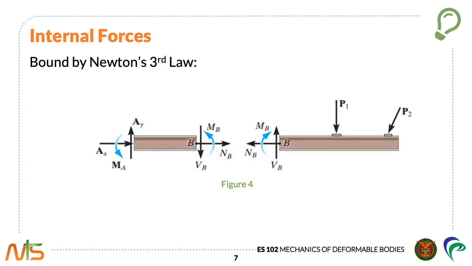According to Newton's third law, the internal forces must act in opposite directions on each segment. So as you can see, if the normal force in the left segment is directed to the right, then the normal force in the right segment should be directed to the left. Same as if the shear force is directed downwards in the left segment, then it should be directed upwards in the right segment. Also, if the bending moment is counterclockwise on the left segment, then it should be clockwise in the right segment.